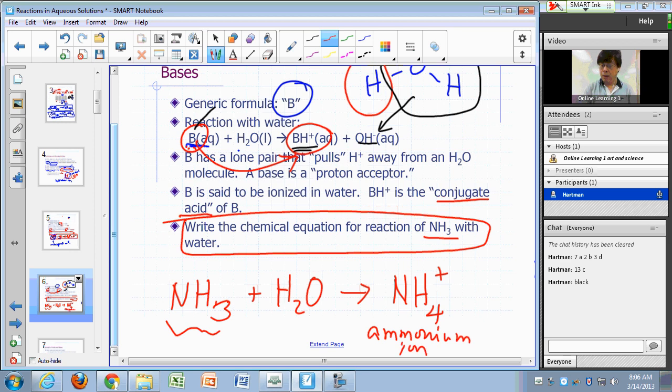And what's left behind from the water? You get hydroxide ion. So this will explain why a solution of ammonia in water is basic. NH3 is ammonia. If you put it in water, you get a basic solution because the ammonia molecules react with water to give you hydroxide ions.